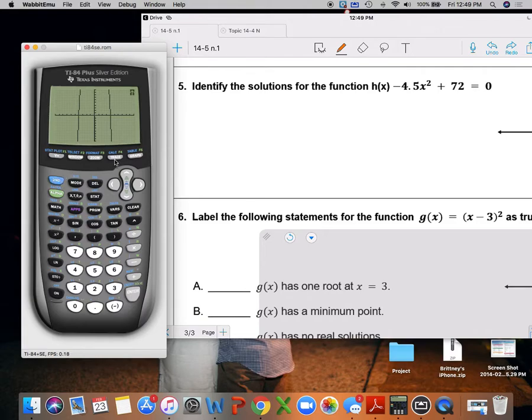So second trace is our home base. I want to find the zeros. Something that will help you, if you don't know where your cursor is, look around here. It tells me it's at x is 0, y at 72, which means it's way up here. So I need to click this for a while. Oh, I clicked it for too long.